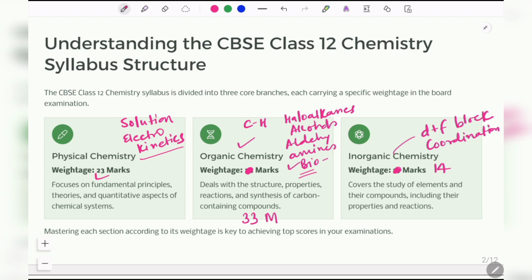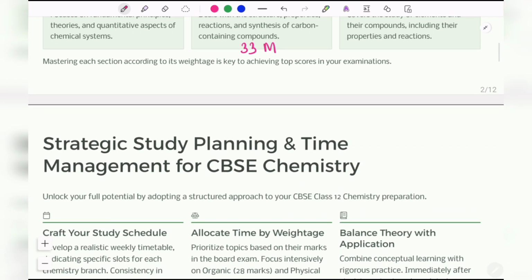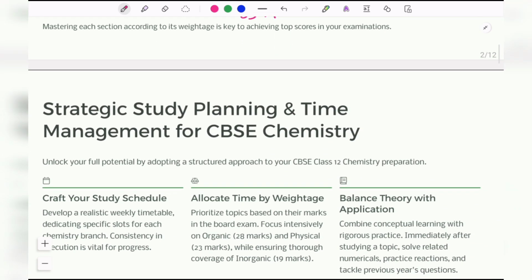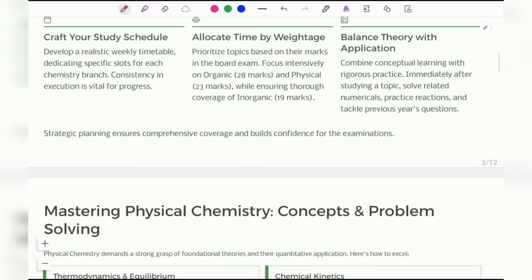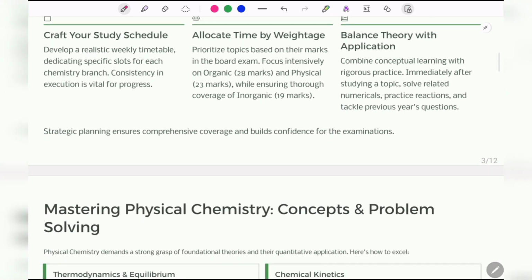Let's come to the next point, that is strategic study planning and time management. So firstly you have to create a study schedule, which I'm sure all of you must be doing at different times, but you do not actually follow it. So you have to make a realistic weekly timetable. Mind well, right from the beginning of your session you have to make a timetable and decide that on a particular day how many hours you're going to study chemistry, dedicating specific slots for each chemistry branch according to what your teacher is teaching in the school.